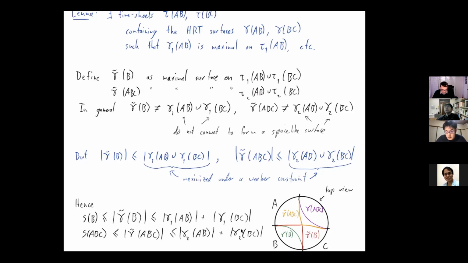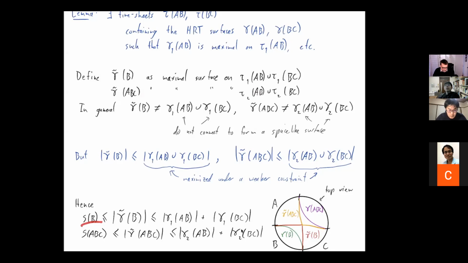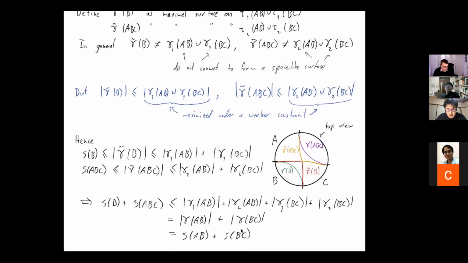The real one for B is in green. So certainly the real area is less than or equal to this one, this gamma tilde. This gamma tilde is less than or equal to this. So I have these inequalities. Now I just add them to each other and I get my inequality. Okay, because of course this, now I just rearrange terms.